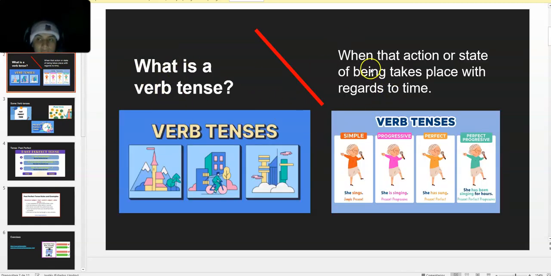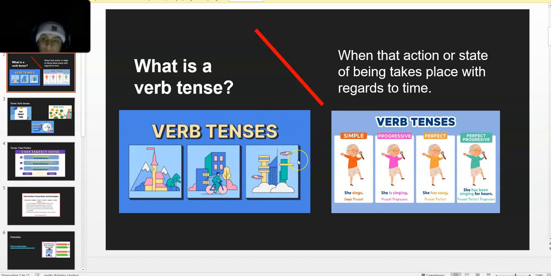What is the verb tense? The verb tense is when the action or state of being takes place with regard to time. For example, in this picture you can see the past: a castle with mountains, and the environment now has car cycles. And the present: you can see apartments, a tree, and a bicycle with a person.